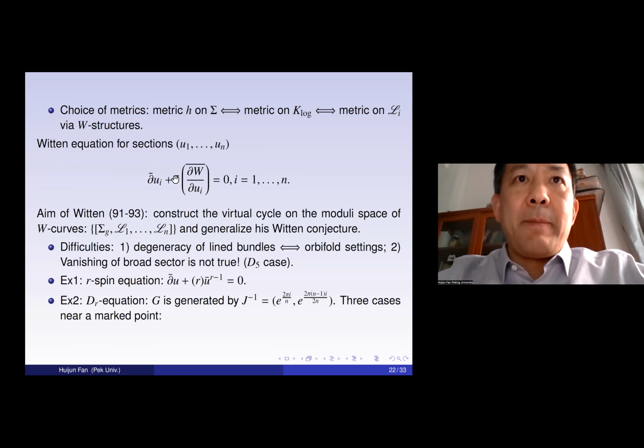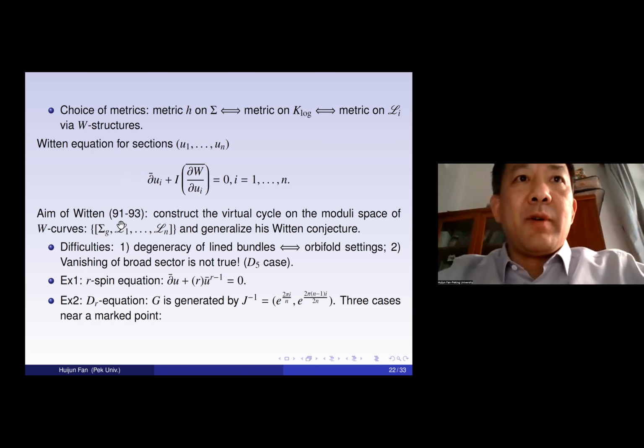To make this plus meaningful, we should let the term d bar UI and the second term lie on the same bundles. This can be done by the W structures. So this makes the definition perfect. This is the definition of the Witten equation.